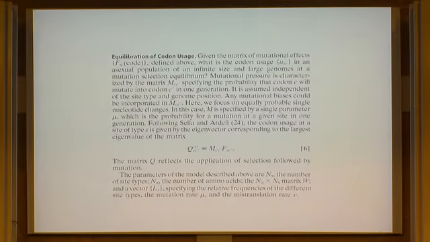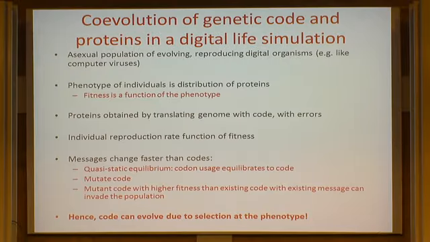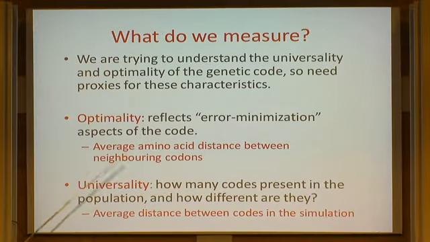I'm going to skip, in the interest of time, the detailed description of the model. Let me go to the verbal description. So the population is asexual, evolving, reproducing digital organisms. The fitness is a function of the phenotype, and the phenotype depends on the distribution of proteins of the individual. Proteins are obtained by translating a genome with code, with error, and the organisms have a reproduction rate, and they can also create errors. So what do we do then? We run the simulations and we see what happens.